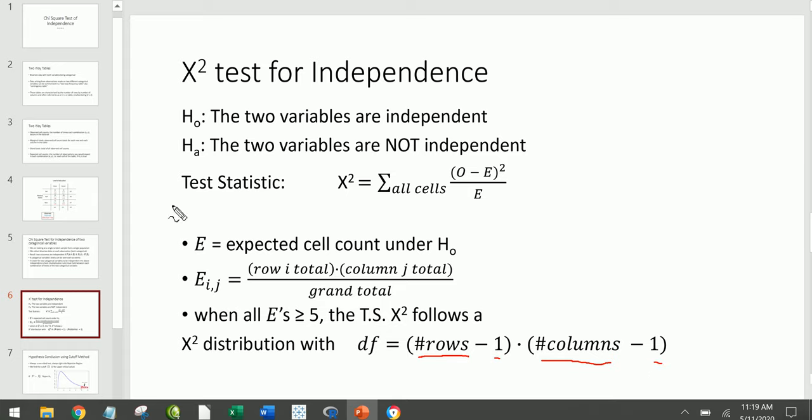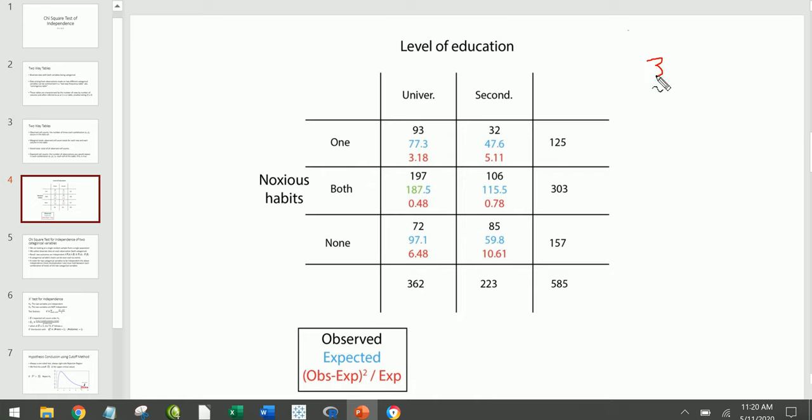So for us, in our example, we had a 3x2 table, 3 rows, 2 columns. The degrees of freedom is simply 3 minus 1 times 2 minus 1. So we end up with 2 times 1, which is 2 degrees of freedom.